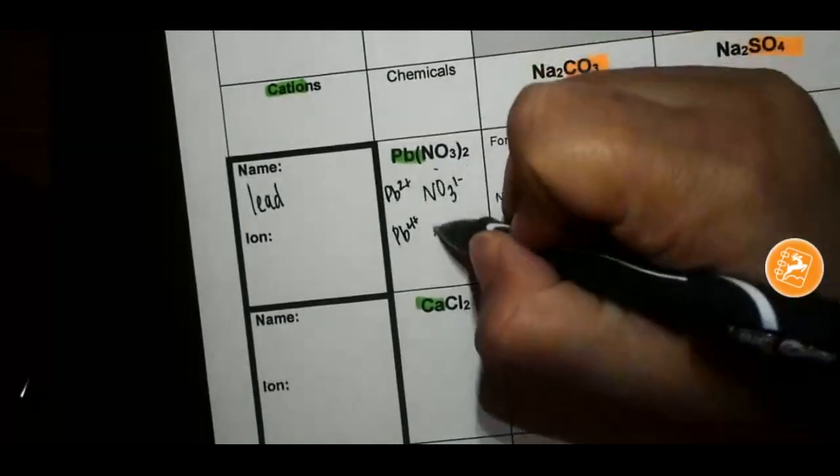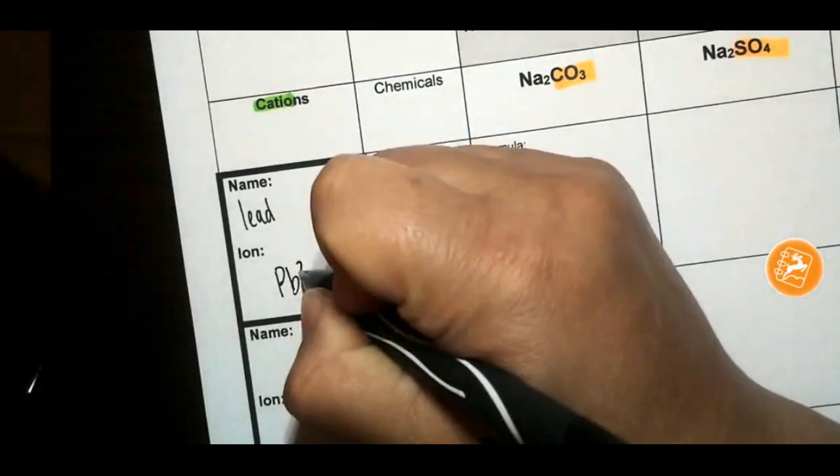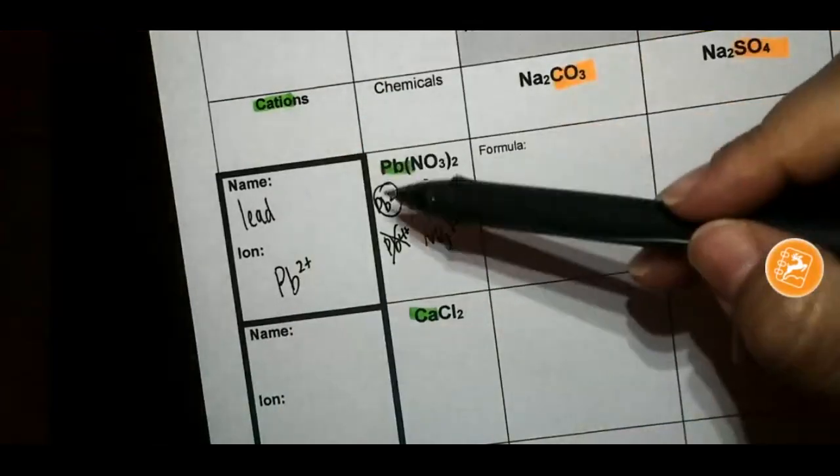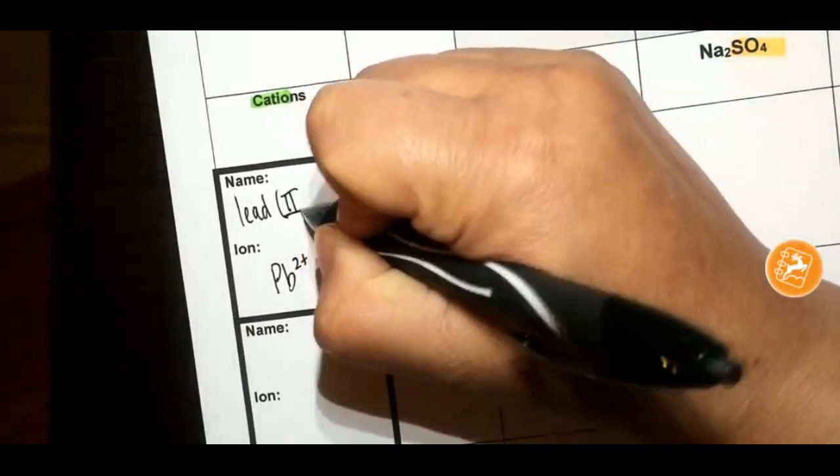Well, I know that this is nitrate. So if I go ahead and try to figure out what is the charge of the Pb, it must be this one. So this is Pb2+. And because it can have more than one charge, it's going to be lead Roman numeral 2.